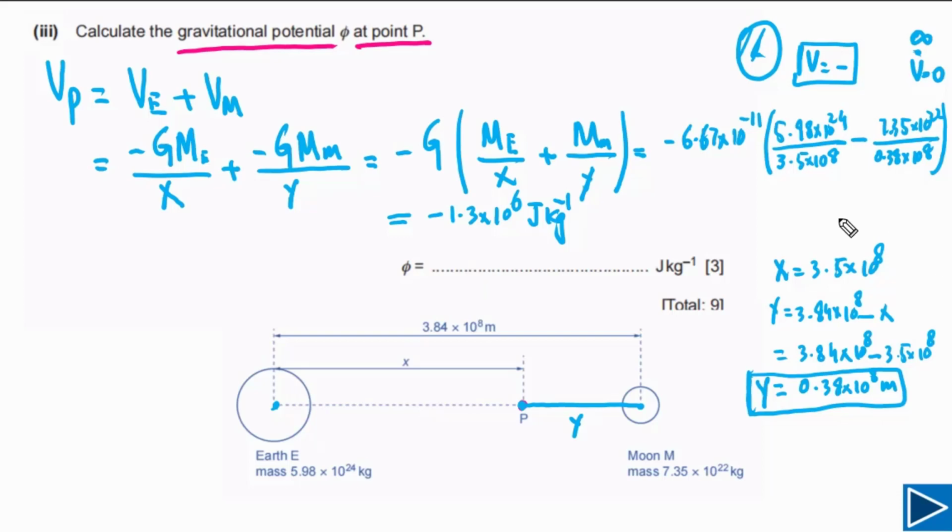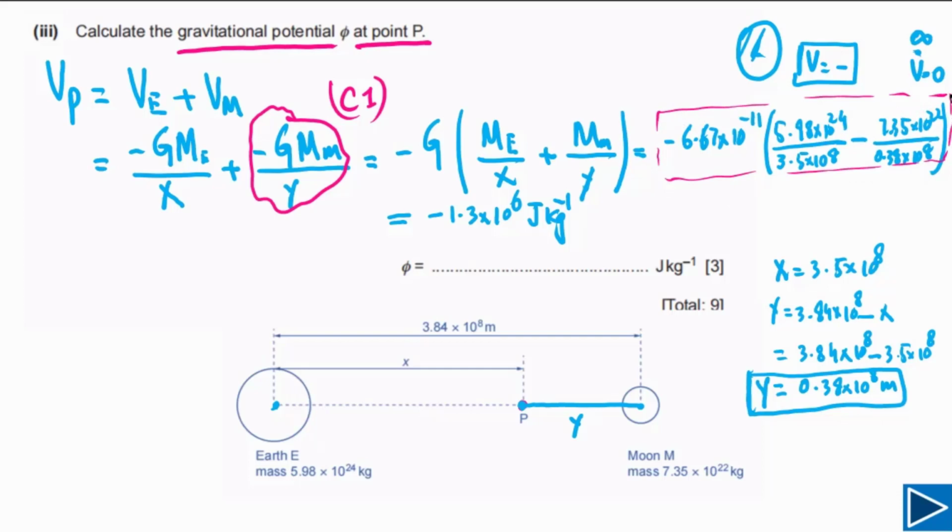The first mark is if you have written, for the moon, for example, we have written what is the gravitational potential of the moon. So if you have written this formula and you have plugged in values, you will get 1 mark, and this is a C mark. And the second C mark you will get if you have written the moon and our planet gravitational potential, means you have done this step. If you have done this step, you will get the second C mark.